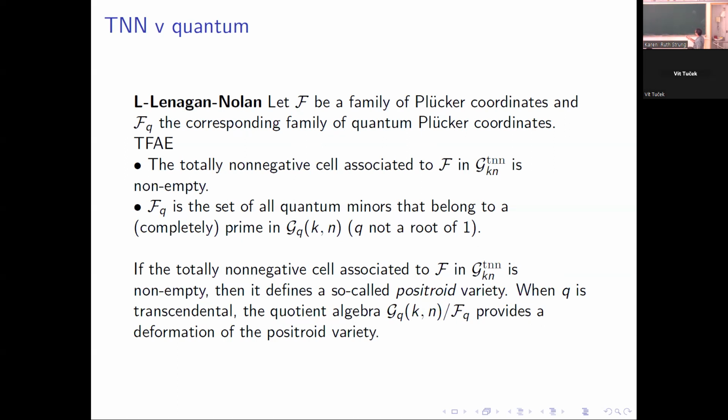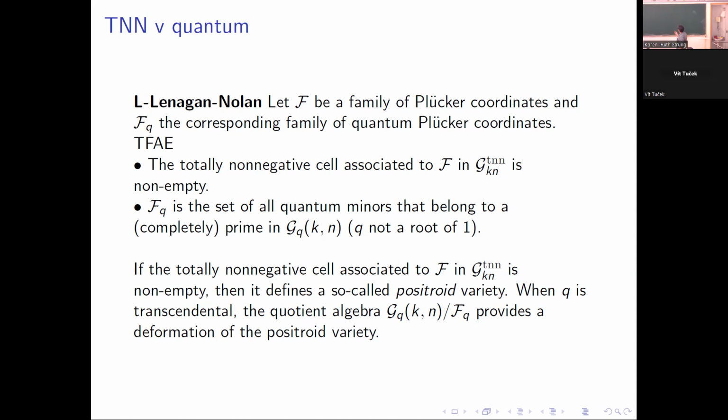These families of cells which are non-empty define the so-called positroid varieties. So you can look at the zeros of this, and that will form what's called the positroid varieties. And that's what physicists really want to understand. So as a variety, they are very nice. They are reducible. There are plenty of things we know about them.